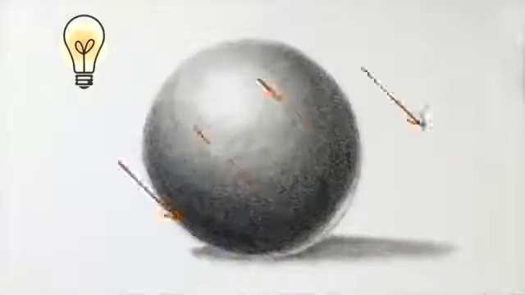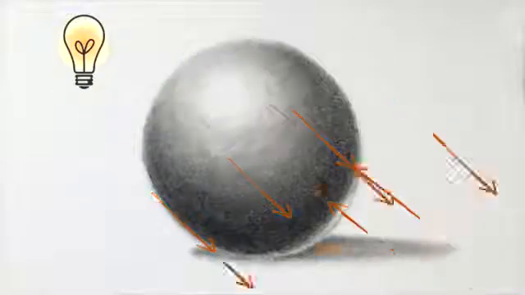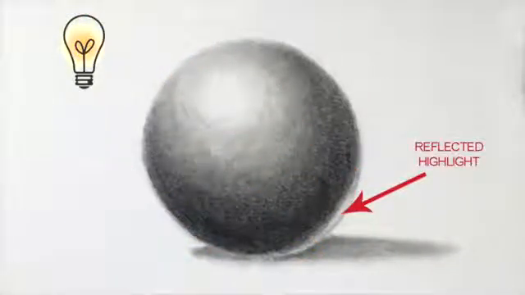Now, light emitted from the light source, of course, is reflected by the object, but some of the light is bounced off of surrounding surfaces and objects. Some even bounces back on the object itself, creating an area called the reflected highlight. This area of lighter value is just beyond the core shadow.